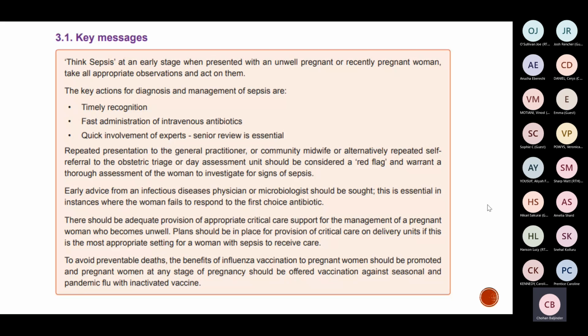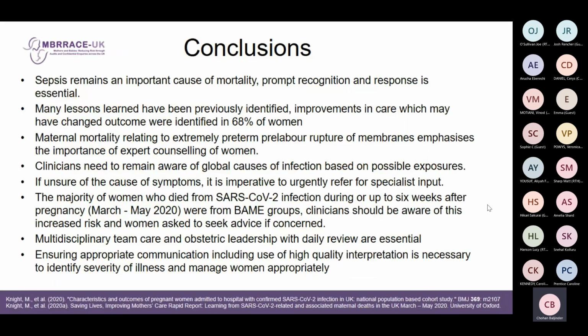And then if we look at the recommendations of one of the recent MBRRACE reports, it's quite sad because it's the same themes, the same recommendations time and time again. It's not like anything new is happening or anything particularly different is happening in these deaths. So the point is we're just not learning from these cases, because it still talks about prompt recognition and response, meaning that there's still a delay in diagnosis, so recognizing or escalating. Many lessons have been learned previously, but improvements in care may have changed the outcome in 68% of women. So at least two thirds of these women, we could have prevented them from dying.